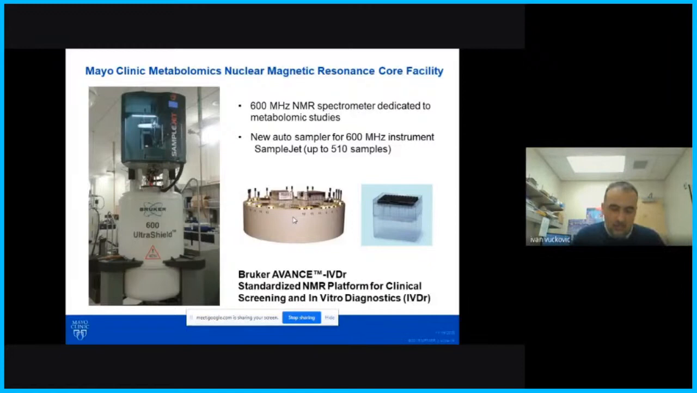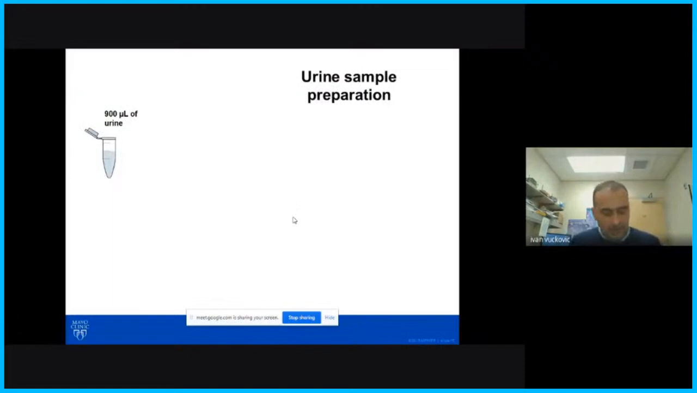And it has the Bruker IVDr platform, which is an abbreviation of in vitro diagnostics. So it is a standardized platform for clinical screening. And that means that you prepare samples according to well-defined and established Bruker protocols. You run the samples the same way, and then the spectra are automatically uploaded to the Bruker server, where they are processed and reports are created, and then reports are sent back to you in a matter of minutes virtually. So it's very convenient, but it has its limitations, and I will be talking about that a little bit later.